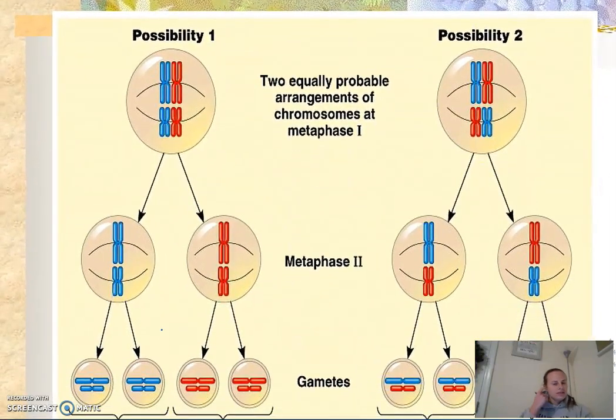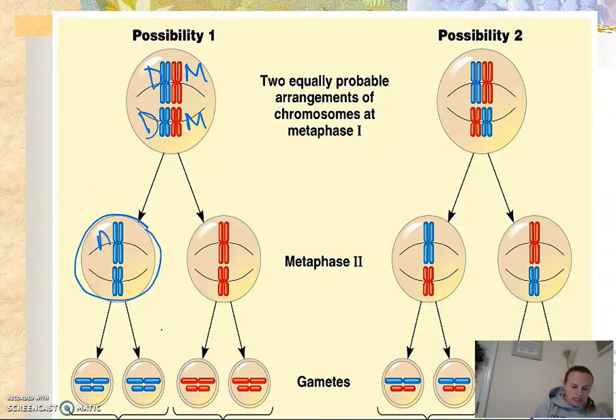So let's take a look at possibility 1. Let's ignore possibility 2 for the time being. I can have either dad on the left side or mom on the left side, or dad on the left side or mom on the left side, where I could get 2 of dad from each one of those tetrads in one daughter cell, or I can get 2 from mom, 2 chromosomes from that homologous pair.